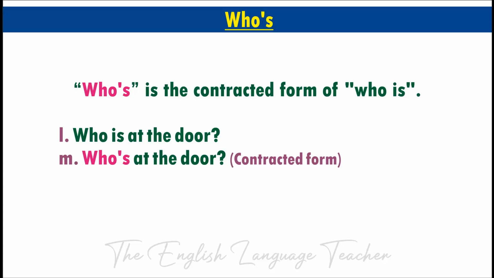Now to the last on the list, who's. W-H-O-apostrophe-S. Who's is the contracted form of who is. Example L. Who is at the door can be contracted as in example M. Who's at the door. So instead of saying who is, we say who's at the door. So who's, W-H-O-apostrophe-S, is the contracted form of who is.